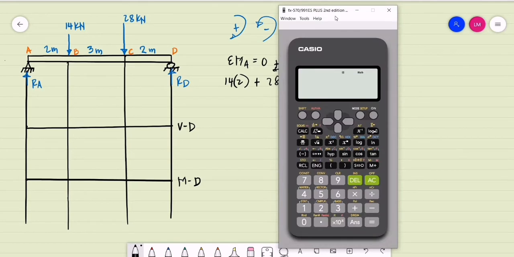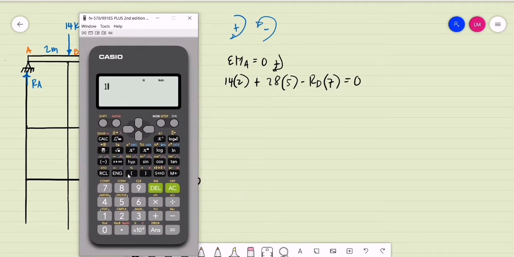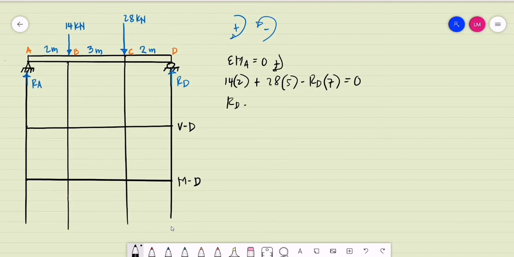So computing for the support reaction at D, we have 14 times 2 plus 28 times 5 meters, divided by 7. So the reaction at D is equal to 24 kilonewtons, and it is upward. So this will be the reaction at D.